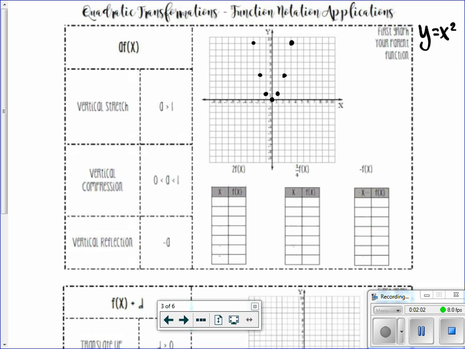So I'm going to give you a few minutes. You're drawing that parent function on the other 3 graphs. So the last one on the front and then the 2 on the back of the page. Go.